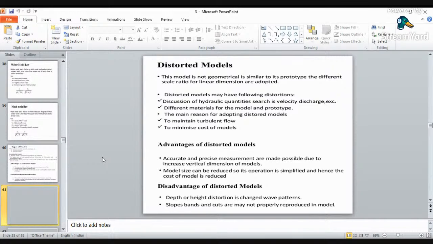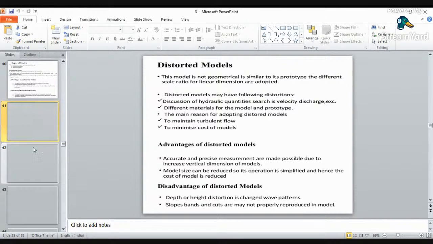Now the advantages: accurate and precise measurements are made possible due to the increased vertical dimension, and model size can be reduced. But there is also a disadvantage: depth and heights are not the same. It is distorted. Then you cannot apply all the results directly to the prototype because your dimensions are not as similar as the prototype.